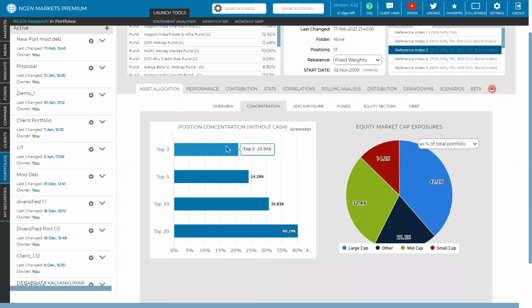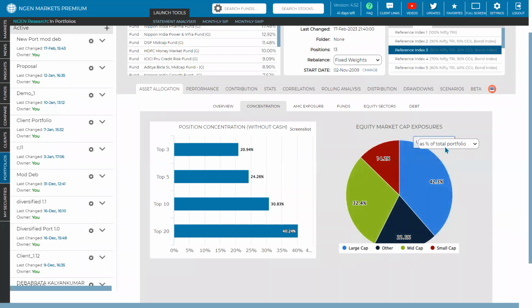So these are the concentrations and these are a kind of risk. I'm holding two stocks which are concentrating more than 16 to 20% in the top three exposures. And you can also see the top 5, top 10 and top 20 exposures in the system. We also have the equity market cap exposures, which help you to determine between the mid cap, large cap, and small cap exposure on the equity side of a portfolio.